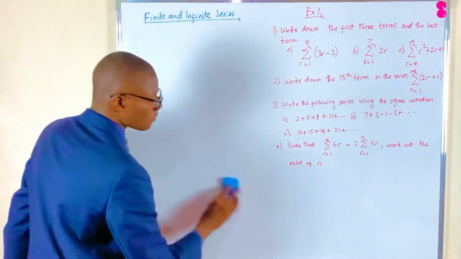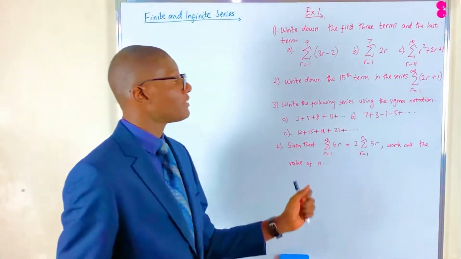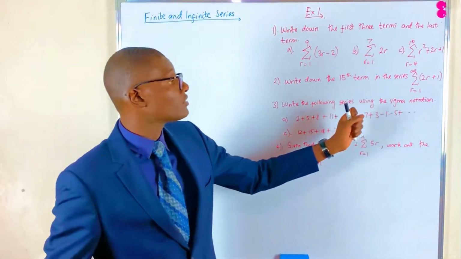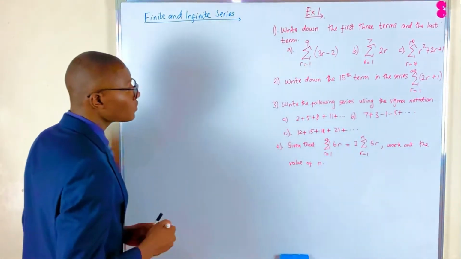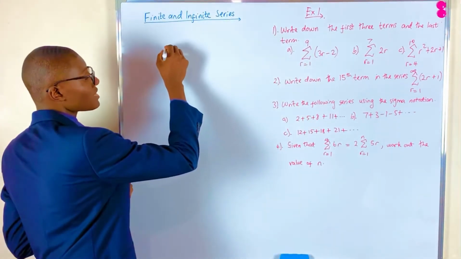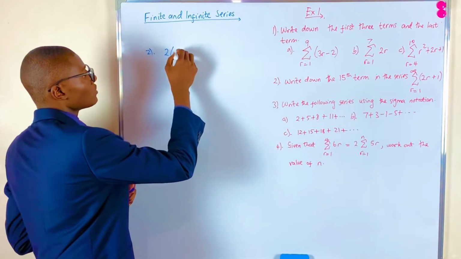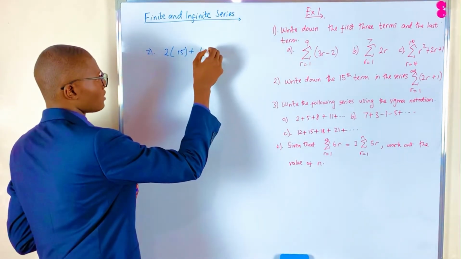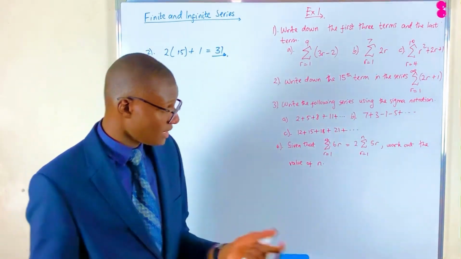Okay, so now for number 2, we're asked to write down the 15th term in the series of 2r minus 1. So we are saying that the 15th term is given when r is equal to 15, which is just 2 times 15 minus 1, which is 29. So 29 is the 15th term.